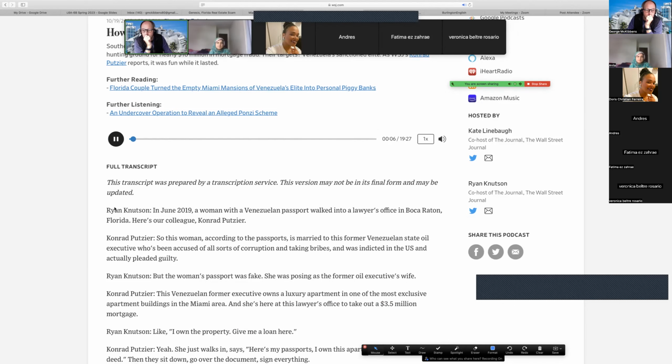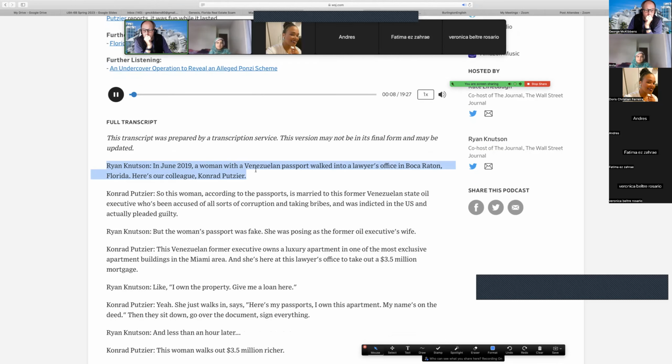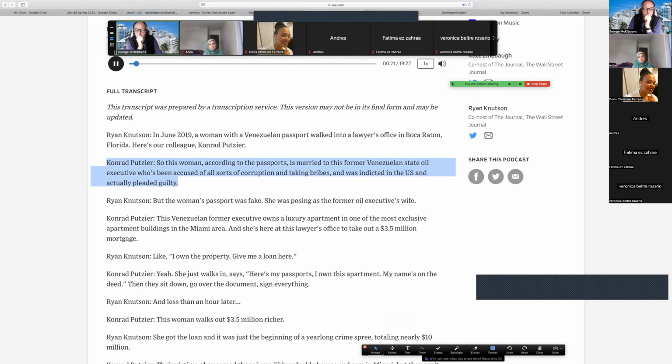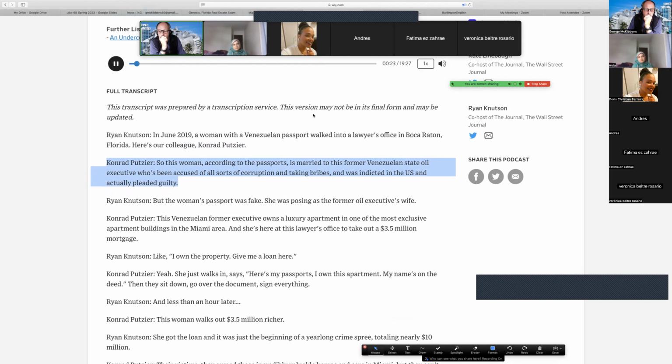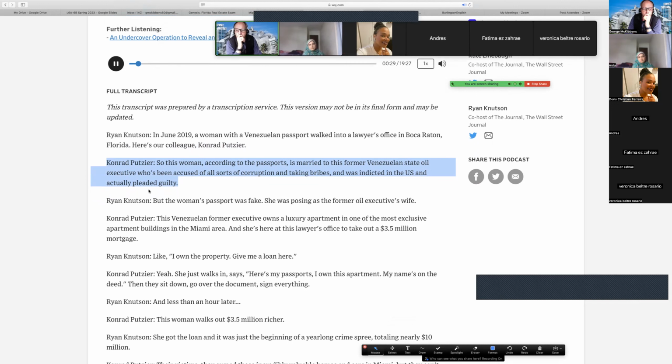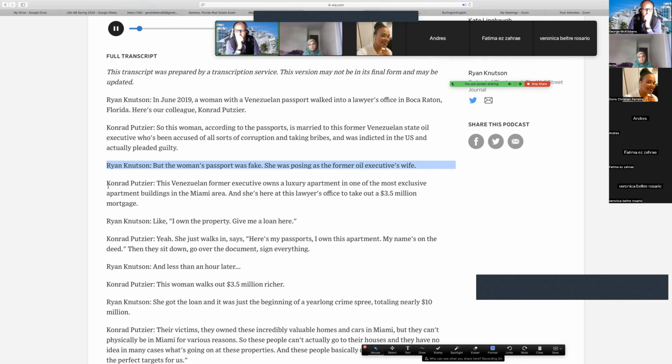In June 2019, a woman with a Venezuelan passport walked into a lawyer's office in Boca Raton, Florida. Here's our colleague Conrad Poutier. So this woman, according to the passports, is married to this former Venezuelan state oil executive who's been accused of all sorts of corruption and taking bribes, and was indicted in the US and actually pleaded guilty. But the woman's passport was fake. She was posing as the former oil executive's wife.